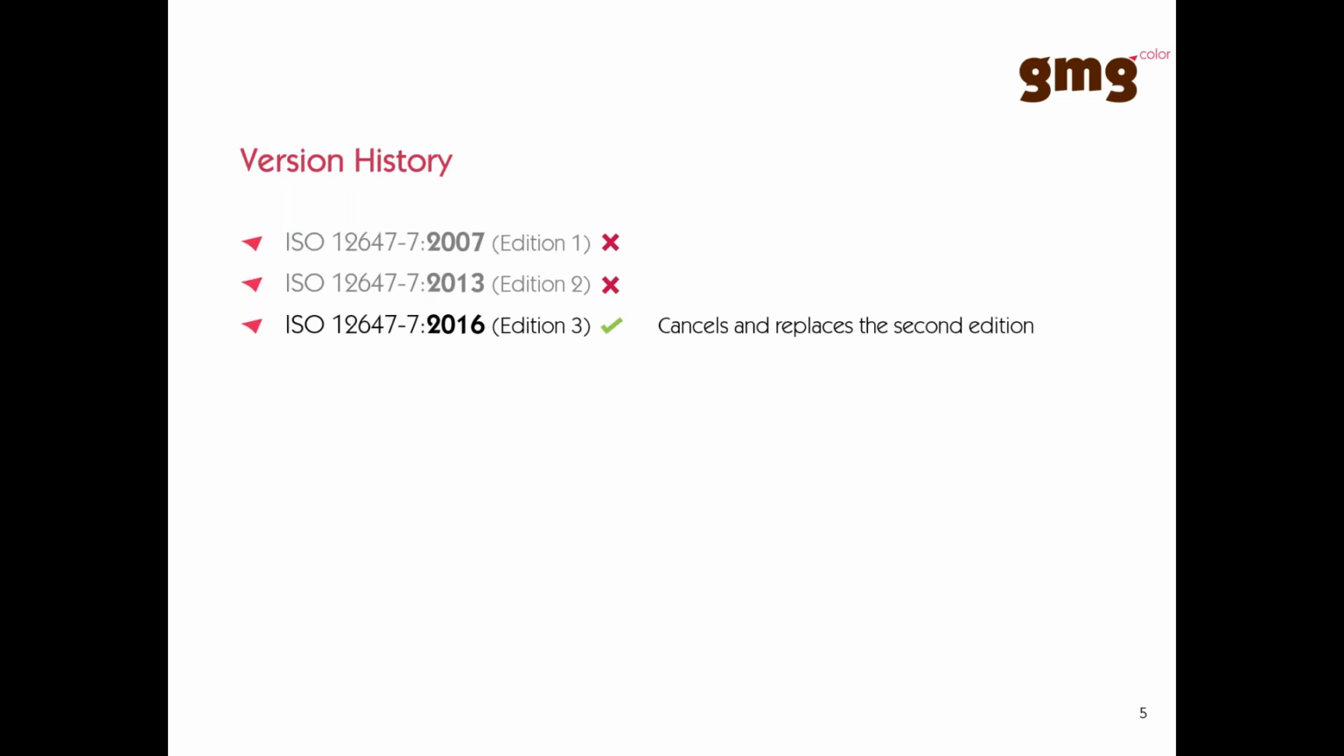So, a short look into the history of 12647 Part 7. We had the first version in 2007, a first revision in 2013, and the actual revision that had been published in 2016. Changes in the ISO standards are discussed over years in technical committees of the ISO. For the printing industry, it is called TC 130. Very important to know, the revision 2016 replaces the previous version. They are not valid in parallel.